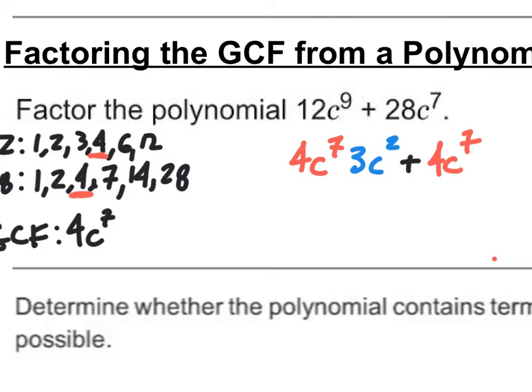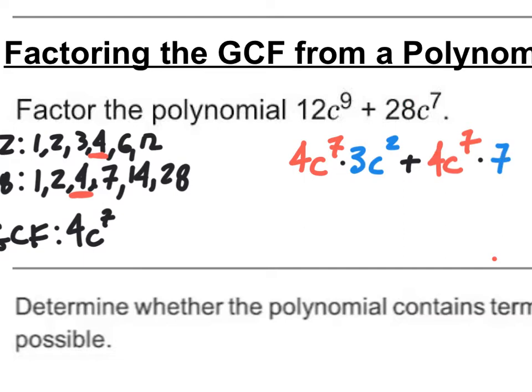And let me do this. Let me put times in here, times 7. Okay? And the reason why is because, if I take 4c to the 7th times 7, I'm getting 4 times 7, which is 28.